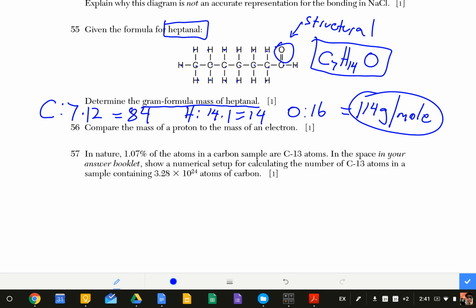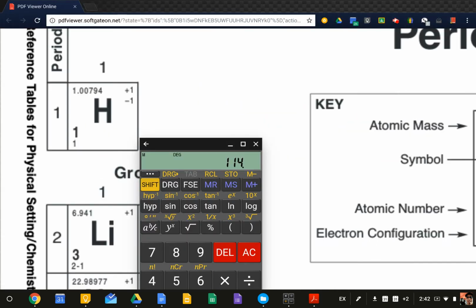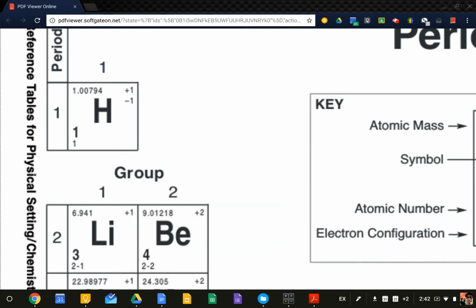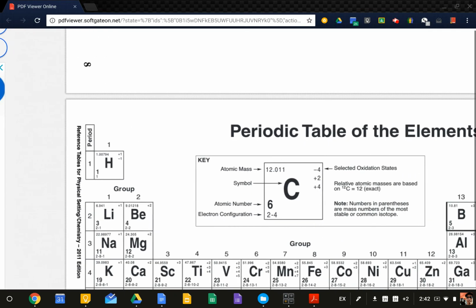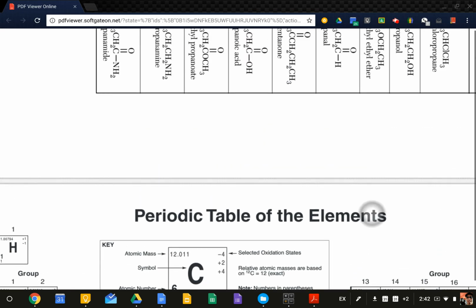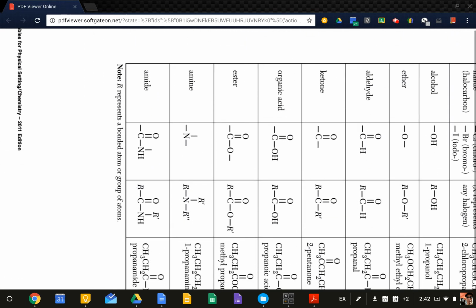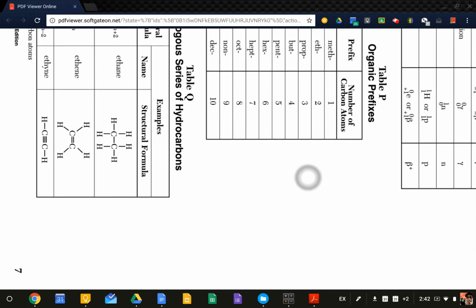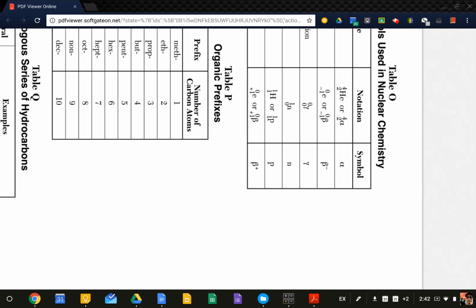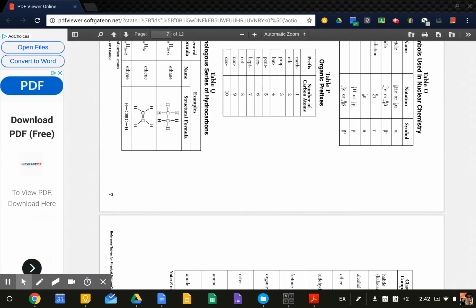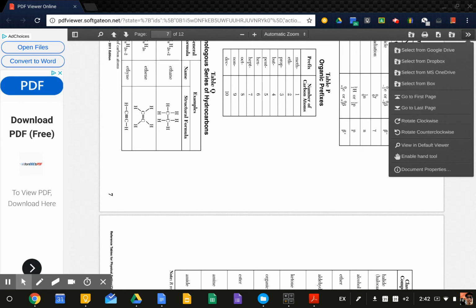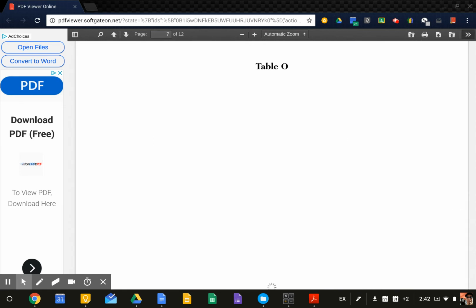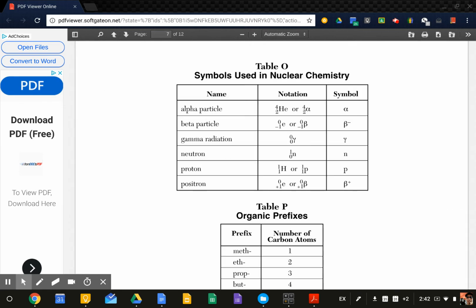This one is really easy. It's basic chemistry and physics knowledge here. Compare the mass of a proton to the mass of an electron. Okay, you should know this, but let's pretend like you totally don't remember this. So if you totally don't remember the mass of a proton or electron, we have table O. So reference table O, symbols used in nuclear chemistry.